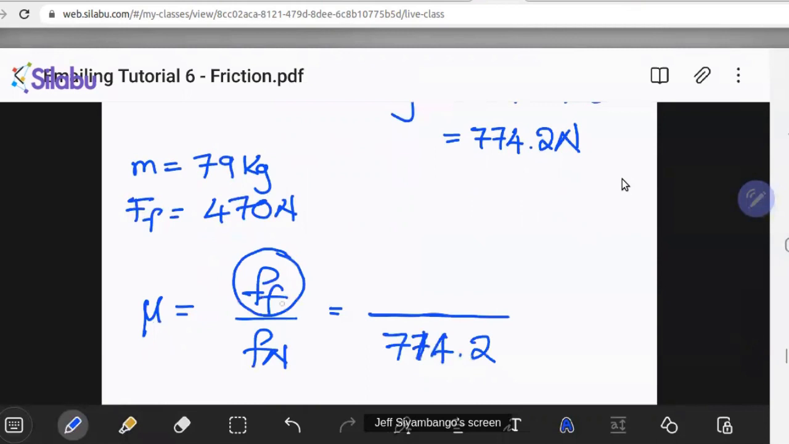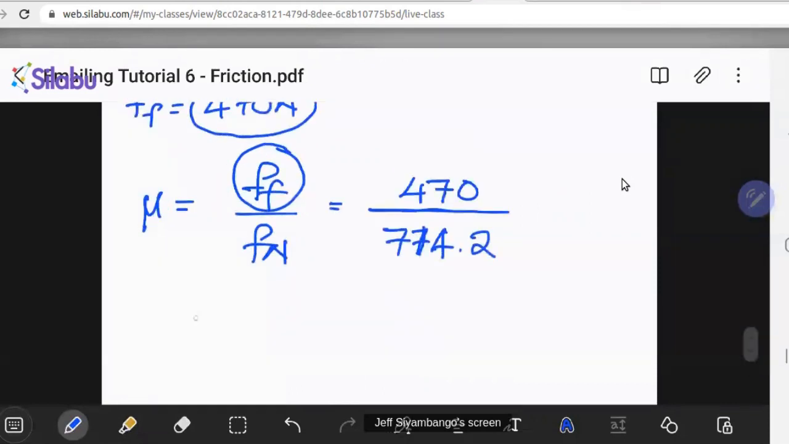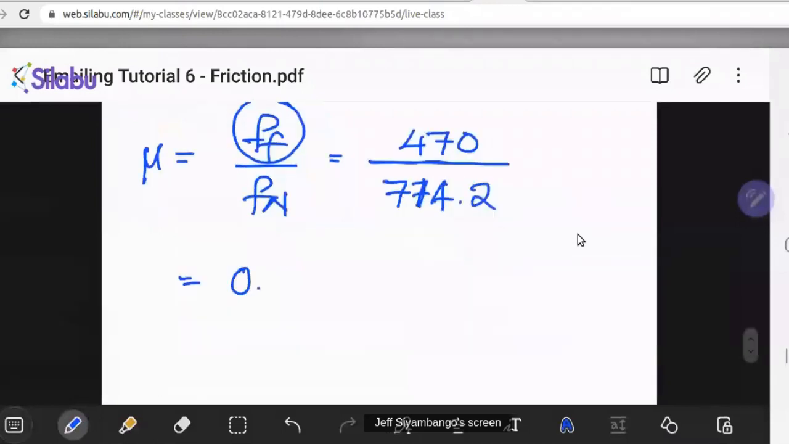The question did give us what the retarding force is, and it was given as 470. So I can just get this 470 and place it here, and then divide so that we can get what the coefficient is. So if we did that, what we're going to have is 470 divided by 774.2. So if we do this, we get 0.607. So this becomes the coefficient of friction.